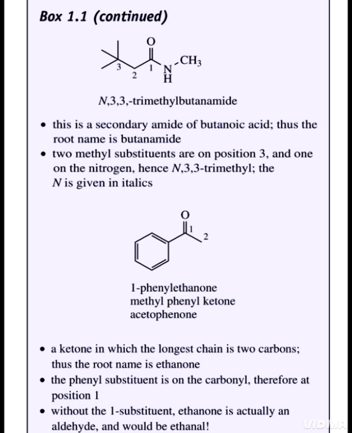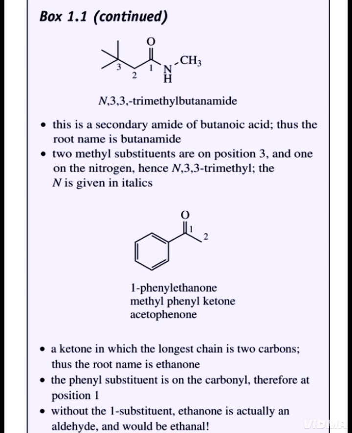If they call it a secondary amide, it means the amide has three classifications: the primary amide, the secondary amide, and the tertiary amide. So, in this form it is the secondary amide of butanoic acid. Thus, the root name is butanamide. So, butanamide is the root name of the chemical element above.